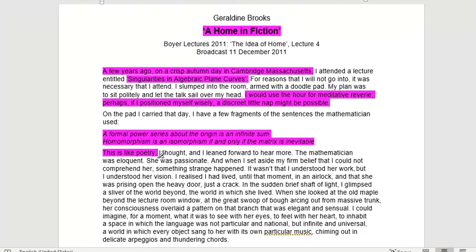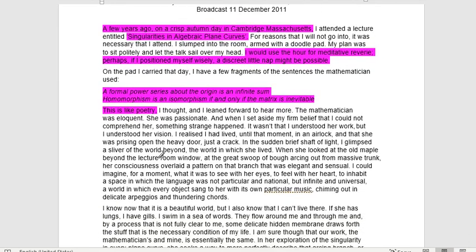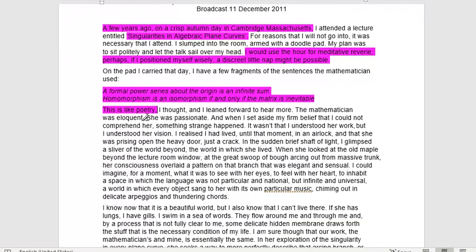I thought and leaned forward to hear more. The mathematician was eloquent. She was passionate. And when I set aside my firm belief that I could not comprehend her, something strange happened. It wasn't that I understood her work, but I understood her vision. I realized I had lived until that moment in an airlock and that she was prizing open the heavy door just a crack.